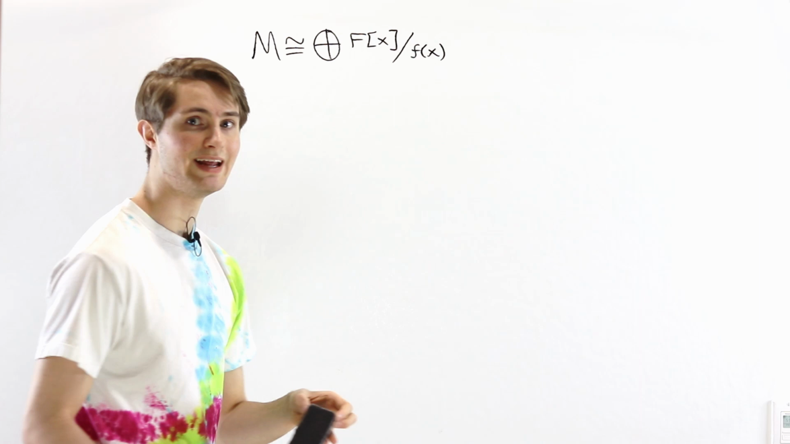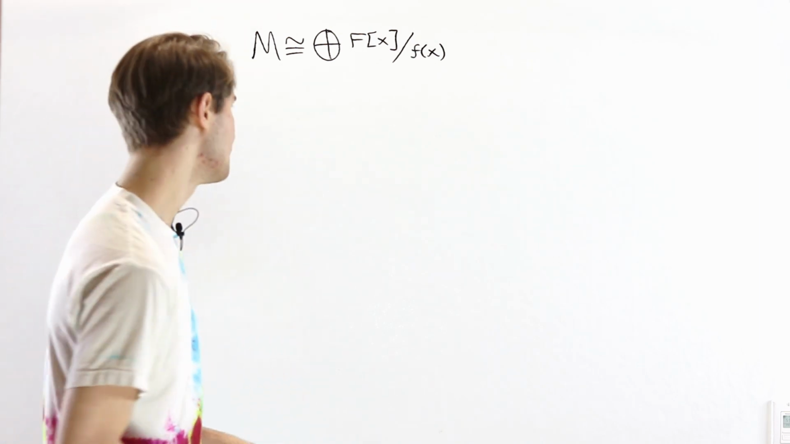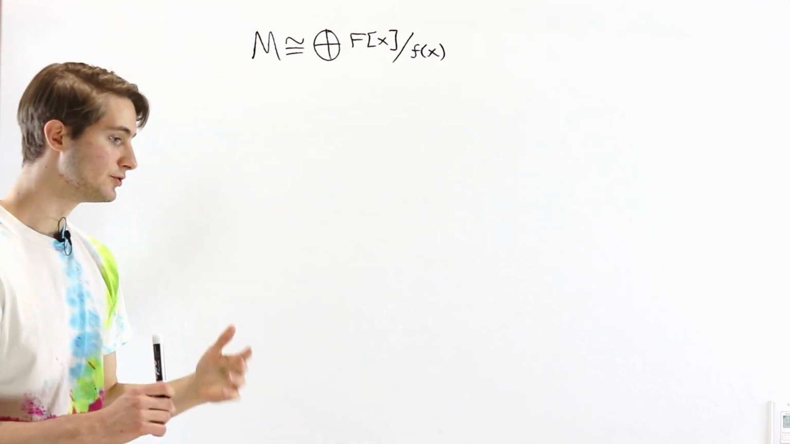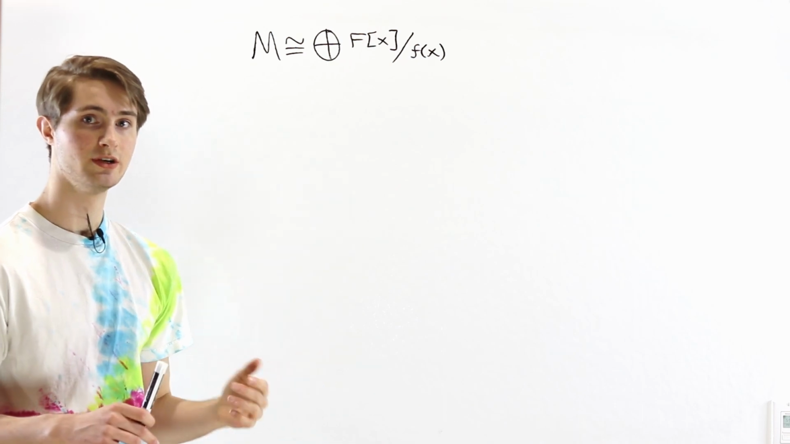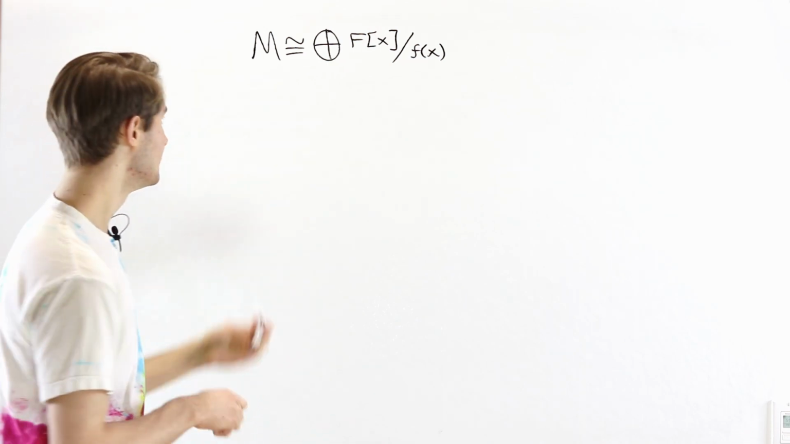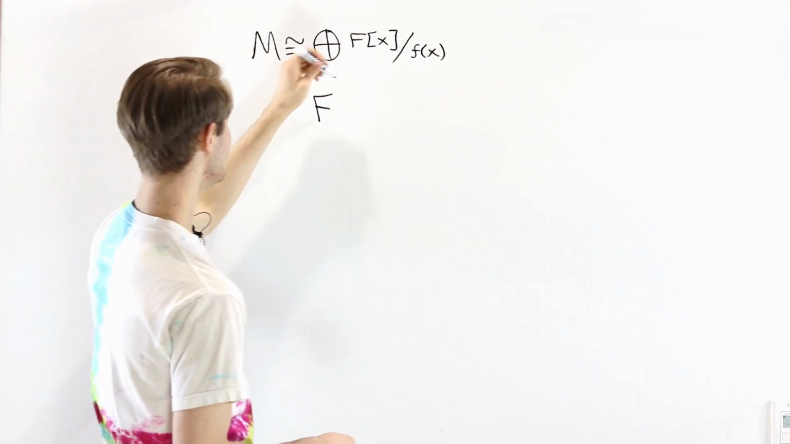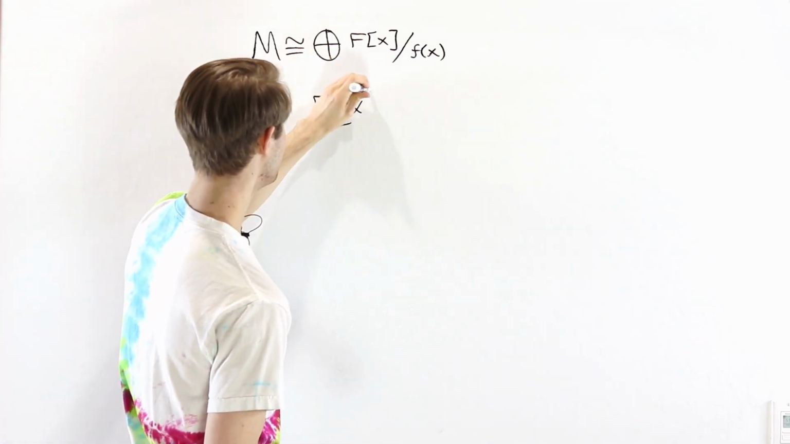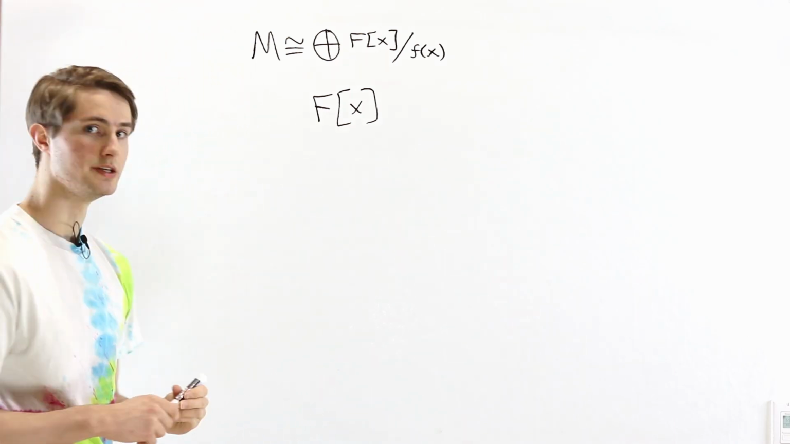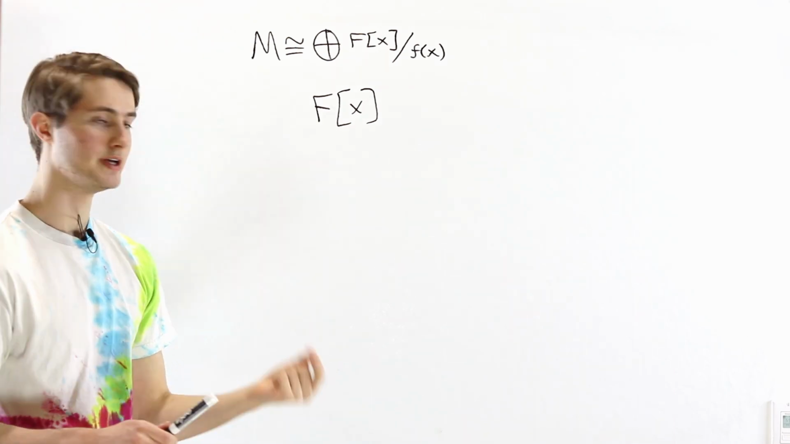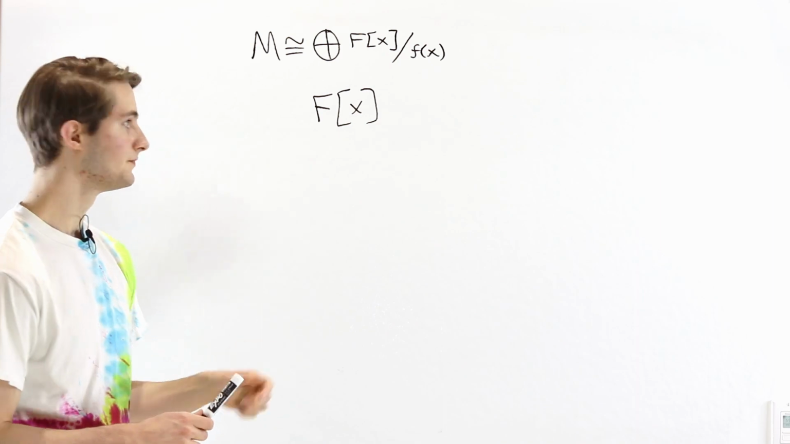We need something called an algebraically closed field. And an algebraically closed field has a lot of definitions. So the definition we'll use here is that a field F is algebraically closed if, in the polynomial ring F[x], the only irreducible elements are linear.